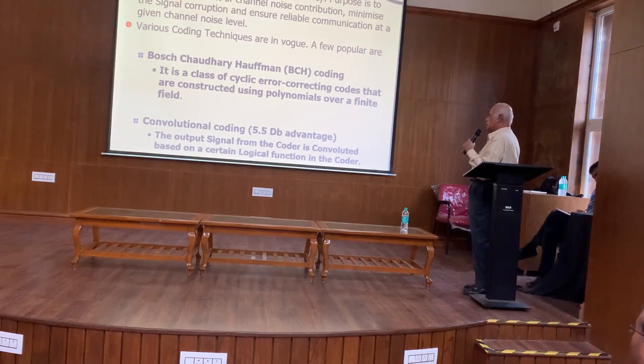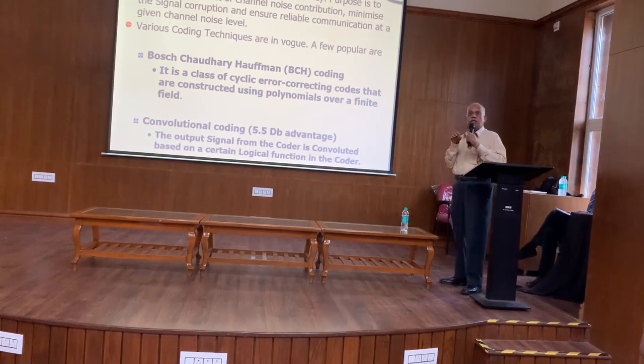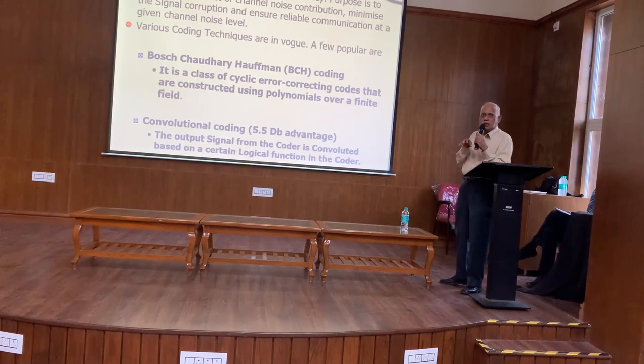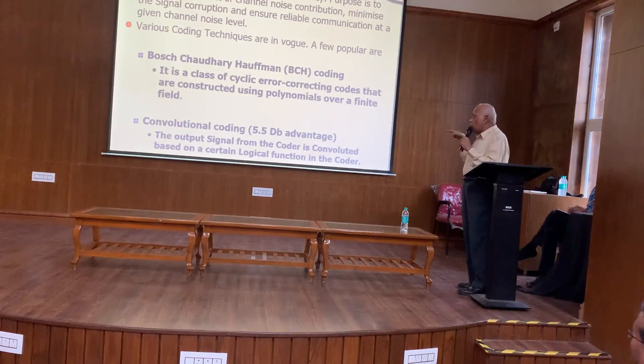Convolution coding: the output signal from the coder is convoluted based on a certain logical function in the coder. The coder will have a certain software logic, and the signal output from the coder will be convoluted by that logic, and you have to have the corresponding decoding equipment on the receiving end to get back the original digital signal. Next.